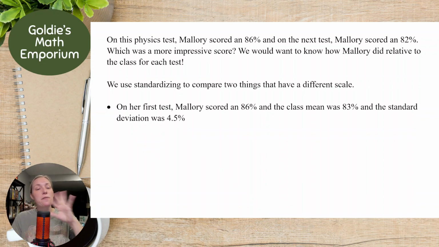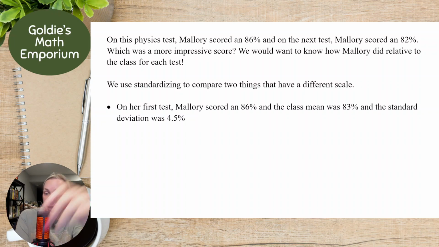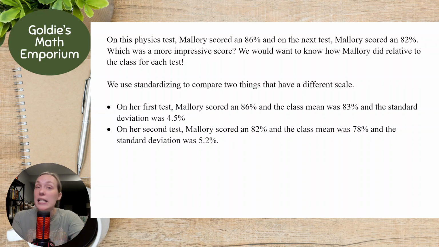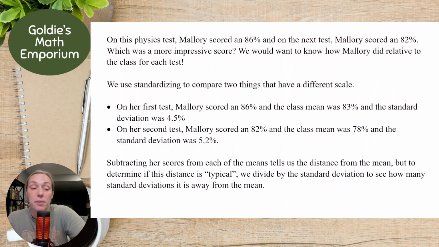So let's say on the first test, Mallory scored that 86%. The class mean was an 83%, and the standard deviation was 4.5%. Okay. And then on the second test, let's say Mallory scored that 82%, but the class mean was a 78%, and the standard deviation was 5.2%. Okay. Remember, standard deviation is the measure of the typical distance an observation is from the mean.